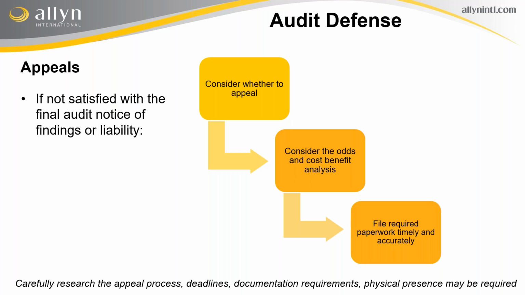So if you do choose to appeal, be sure to file the required paperwork and supporting documentation as the state prescribes and do so timely and accurately. Please note too, this process will vary by state. So if not done correctly or timely, you could lose your right to appeal and then have no recourse. So carefully review the appeal process and really know what to expect.